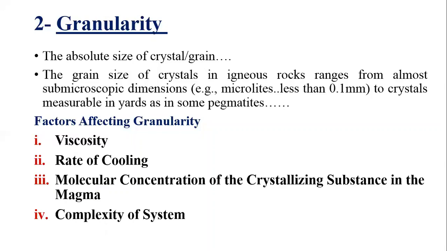So what are the factors that affect the granularity? First factor is viscosity, second is rate of cooling, third is molecular concentration of crystallizing substance in the magma, while the fourth is complexity of system. How does viscosity affect the granularity? Viscosity affects the granularity in a similar way as it affects the crystallinity.